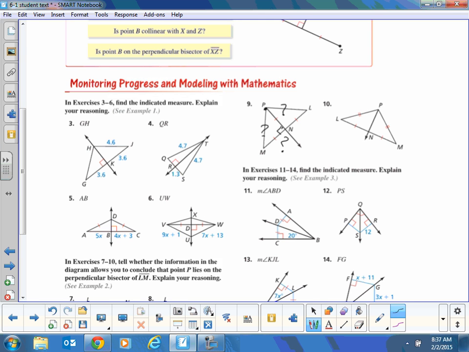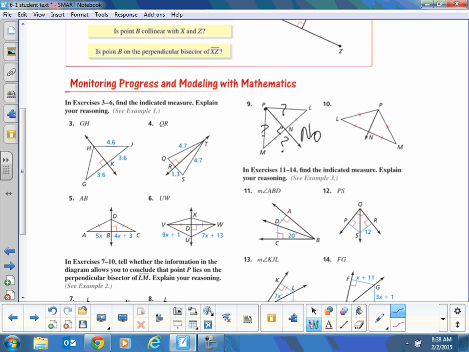Perpendicular bisectors have to hit at a perpendicular angle. So all we know is it's bisecting it. We don't know if it's perpendicular. Next one's yes. So that was a no.